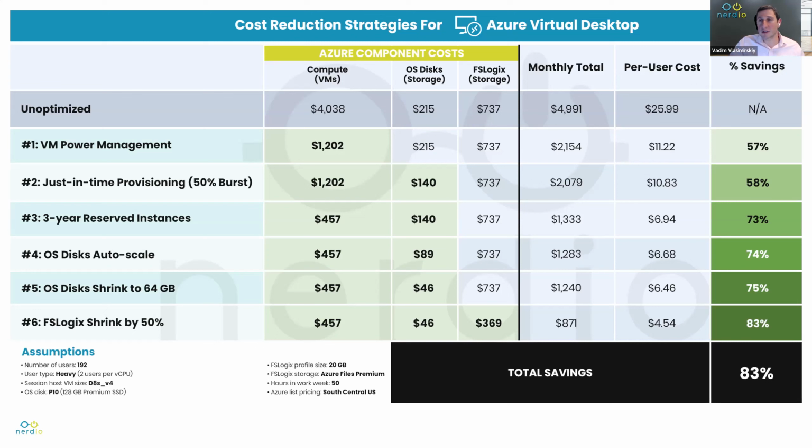If it's a 1-year reservation, it could be 40%. If it's a 3-year reservation, it's about 60%. So it's a pretty significant amount of savings with reserved instances. Now, most people don't think about reserved instances and auto-scaling in the same deployment.